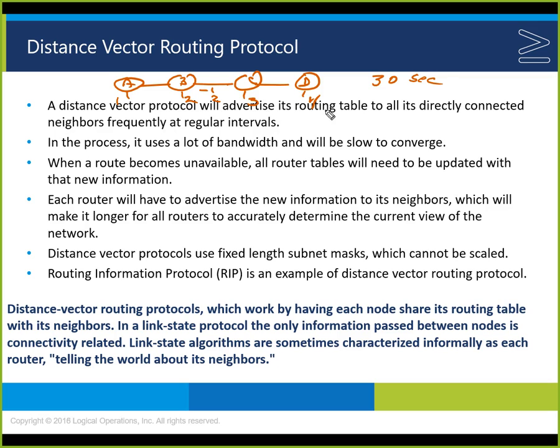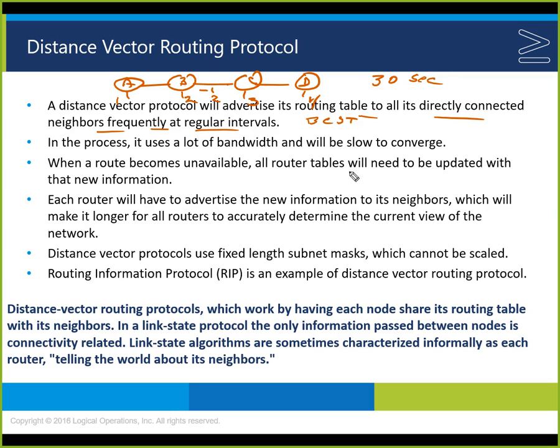So a distance vector protocol advertises its routing table to all directly connected neighbors, frequently at regular intervals, lots of broadcast. And it is a broadcast protocol. Not a big deal, because broadcast protocol from A to B, B is going to stop the broadcast. It'll go to all of the networks that are available. But it'll broadcast these things every 30 seconds.